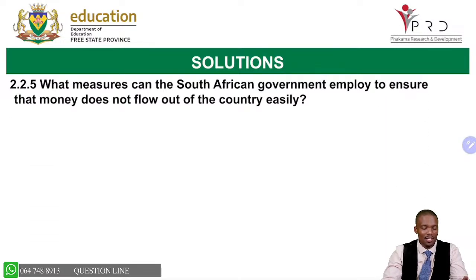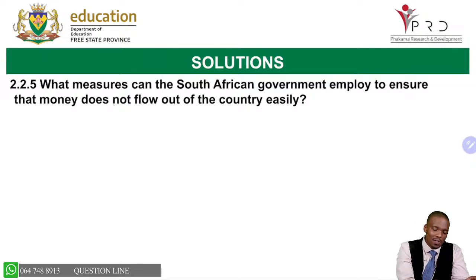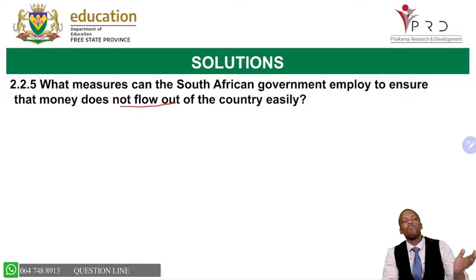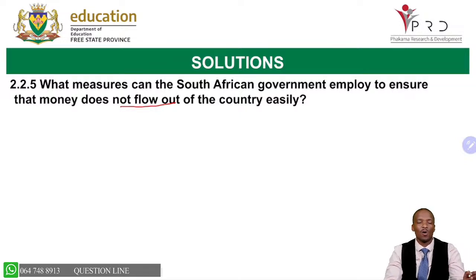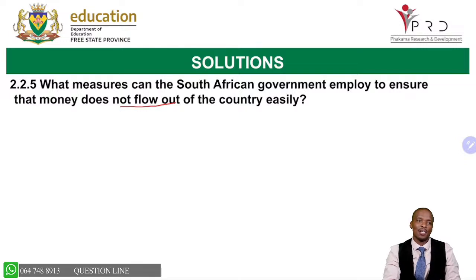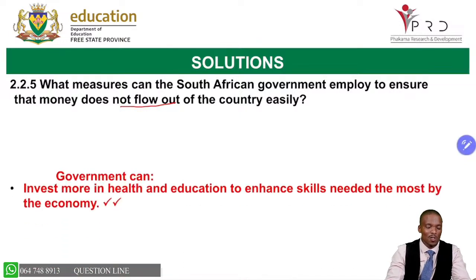Then the last one, it's suggestion-based, it's opinion-based. What measures can the government employ to ensure that money does not flow out of the country easily? It means, what can the South African government do to ensure that we don't depend more on imports? Because we realize that a payment for imports becomes a leakage. It's a withdrawal of money from the circular flow. It does not help us. So what can the South African government do?